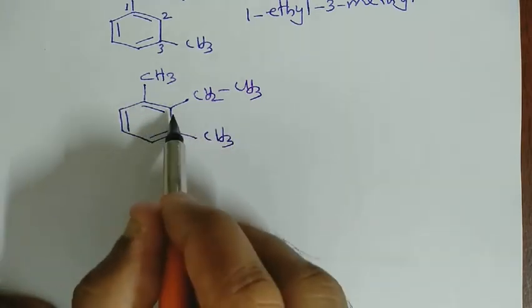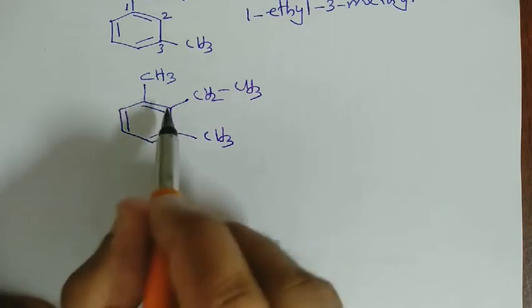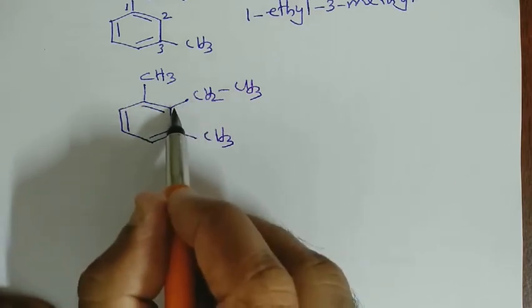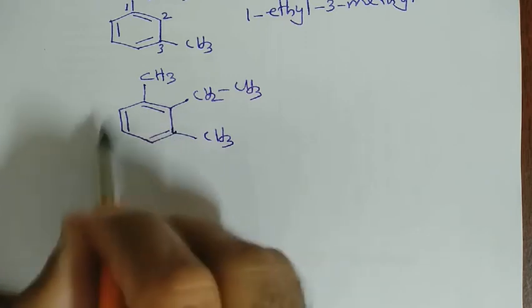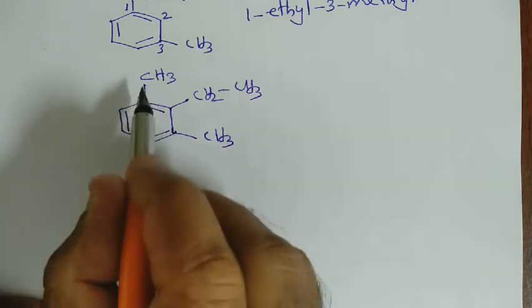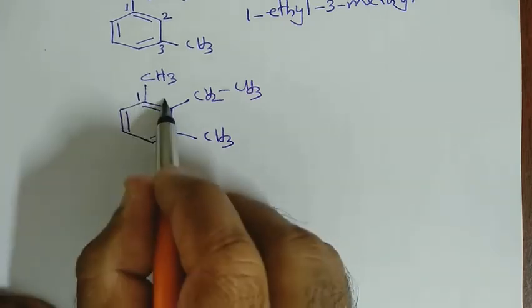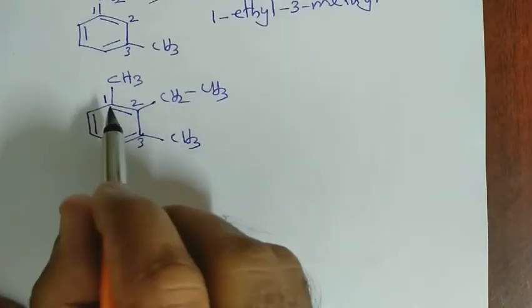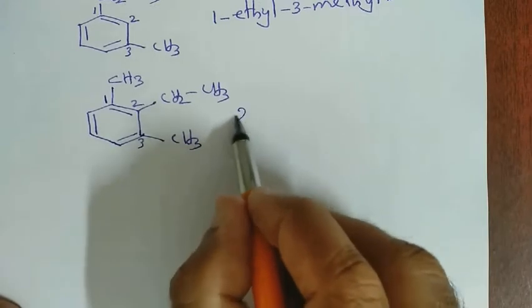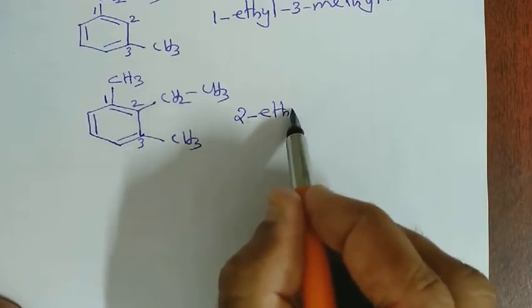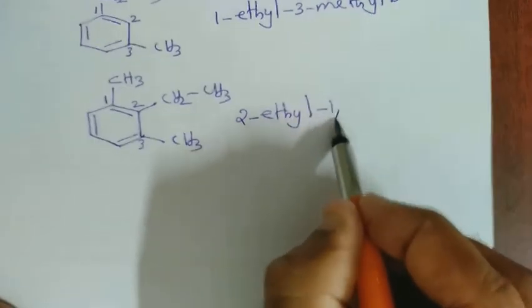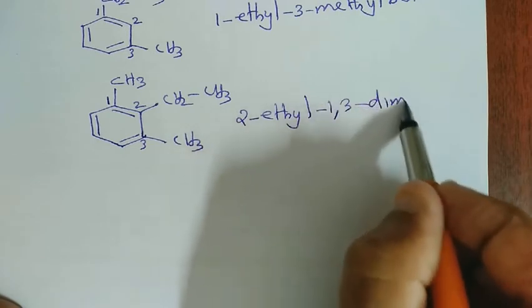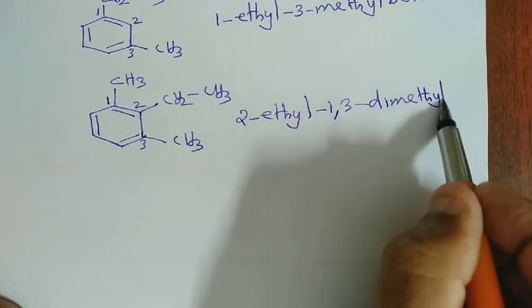For example, in this compound, numbering should not start from the ethyl group, as it gives 1, 2 and 6 as locants. This compound should be numbered like this, so that the lowest set of locants is obtained. Its IUPAC name will be 2-ethyl-1,3-dimethylbenzene.